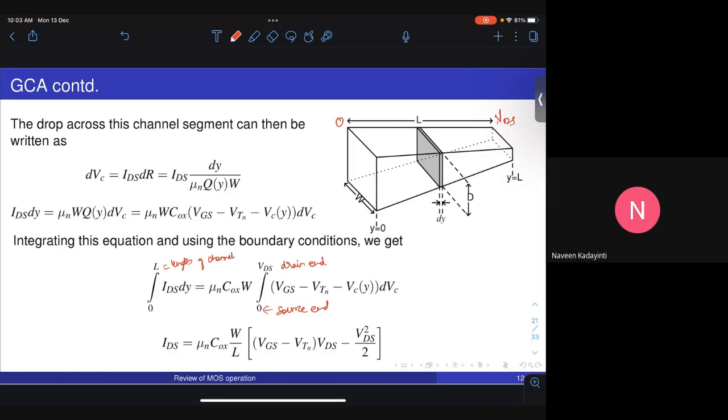So now, integral of dy, IDS is constant, so integral of dy is nothing but L. That L we have taken here, and mu n Cox W into, now what is this? Vgs minus Vtn into Vc of Y will become Vc squared by 2, and after applying the limits, you will get this expression as VDS squared by 2. Okay, so just by integrating this, we get the expression for the current in the linear region. So this is the expression for current in the linear region.